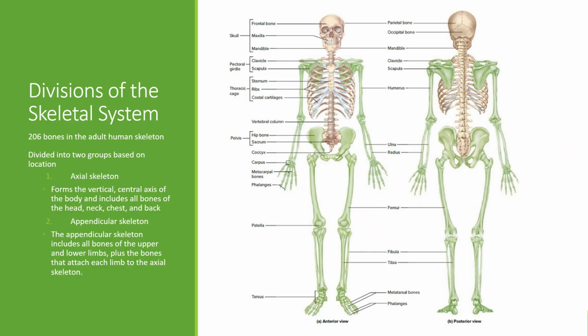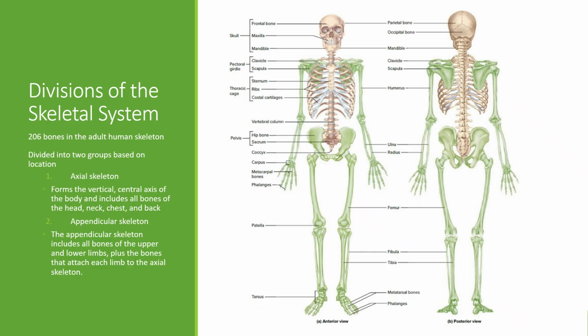So back to axial and appendicular skeleton. Axial is everything in the middle. So the skull, the vertebral column, the rib cage, all that sort of stuff. And then when we talk about the appendicular, it's everything in green on the picture, and that's going to be your arms and legs and associated girdles.